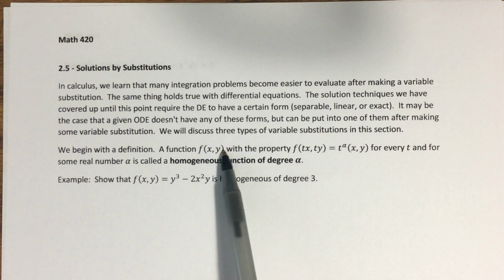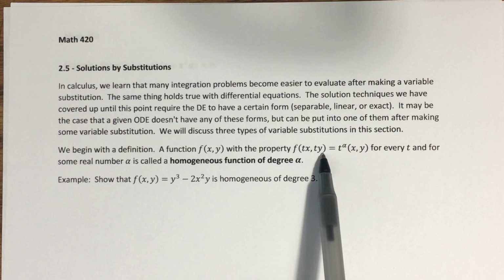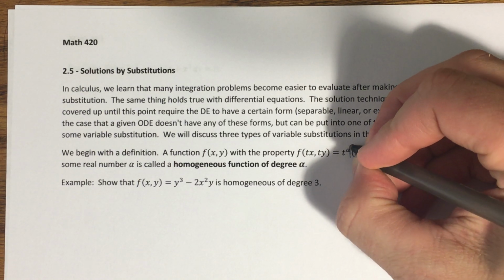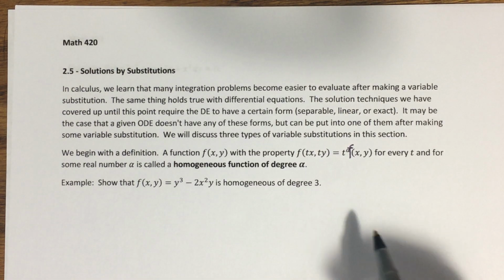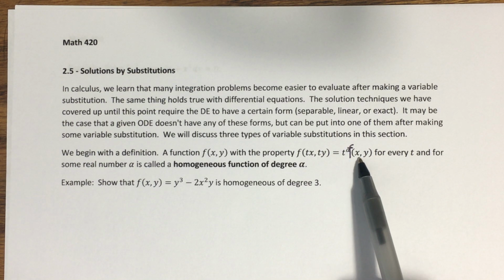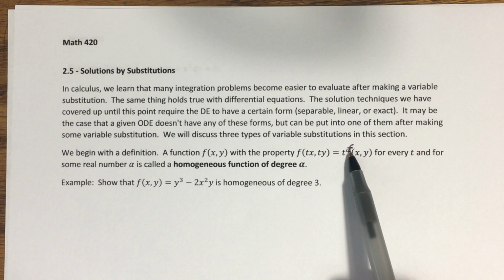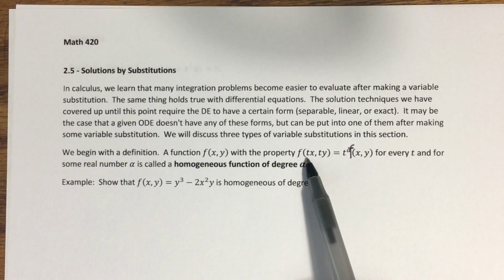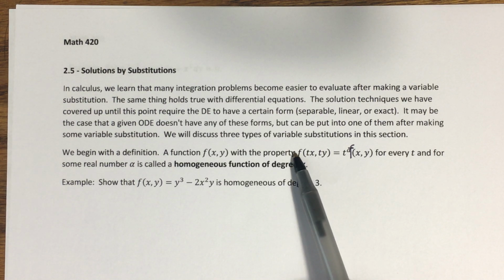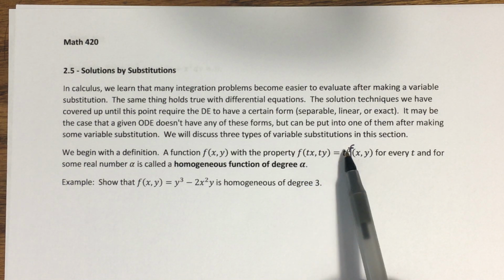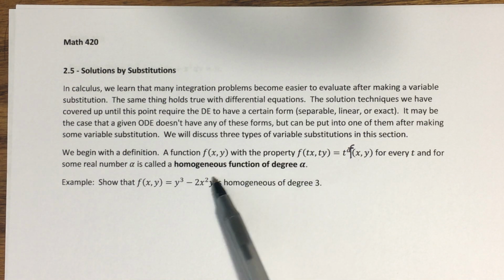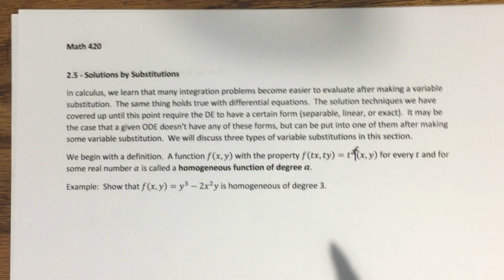If I make a substitution for these two variables, tx and ty, then f of tx, ty, and this is actually a typo here, there should be an f here, is equal to t to the power of alpha times f of x, y. So in a certain sense, you can pull the t out of your arguments here, and it comes out as a t to a specific power alpha. Whatever that alpha is, we call that the degree of that function. So that's the definition for a homogeneous function of degree alpha.